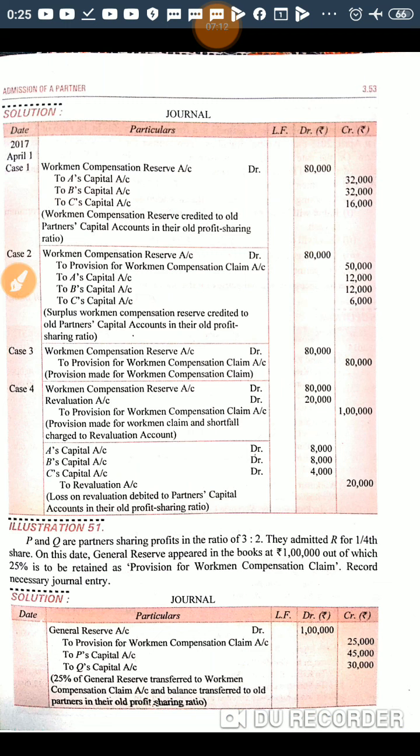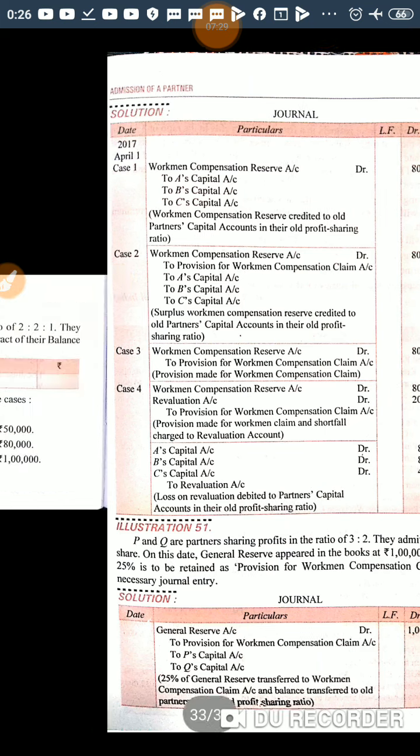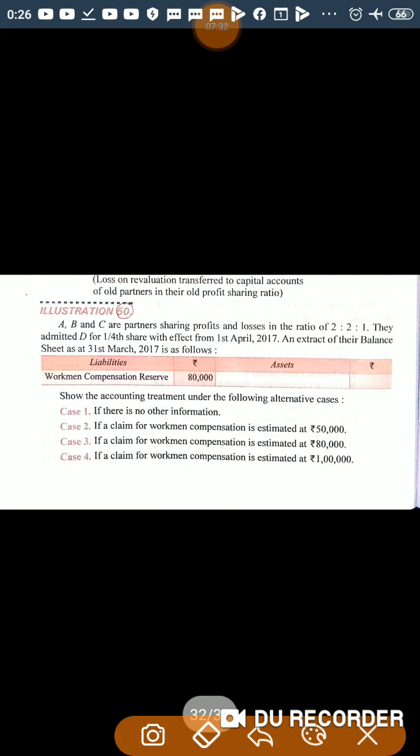So workmen compensation reserve account is debited with 80,000, to A's capital account, to B's capital account, to C's capital account. And the narration is workmen compensation reserve credited to old partners' capital account in their old profit sharing ratio. Now I'm taking the second case. In the second case, the situation is the same.